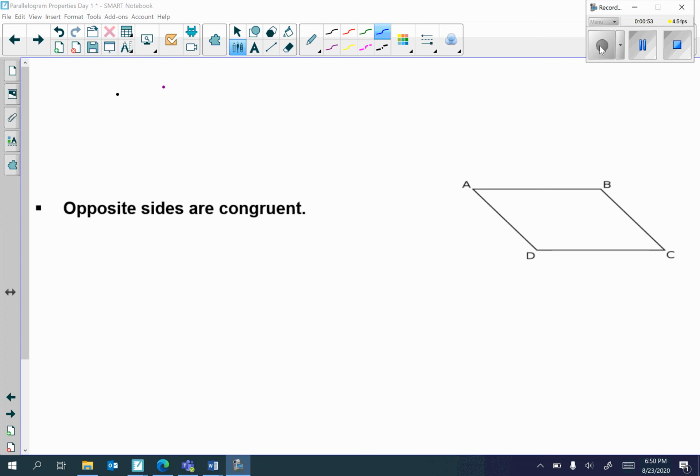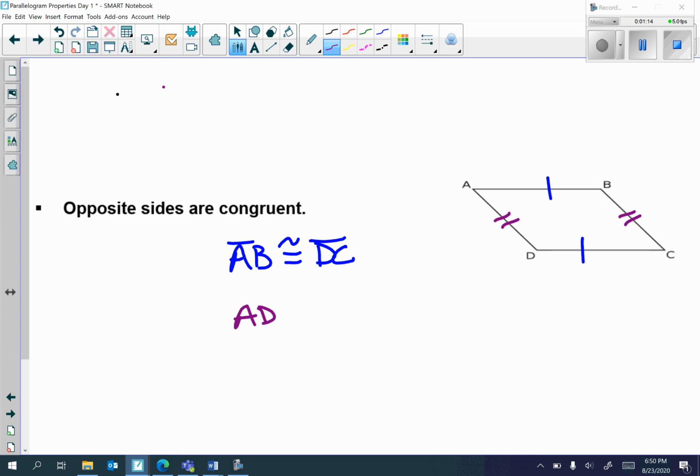Next, we have opposite sides are congruent. Remember, congruent means exactly the same. So AB is congruent to DC, and I put in the congruence marks. So AB has the exact same length as DC. AD is opposite of BC, and they both have the same length. So AD is congruent to BC. Opposite sides are congruent in a parallelogram.